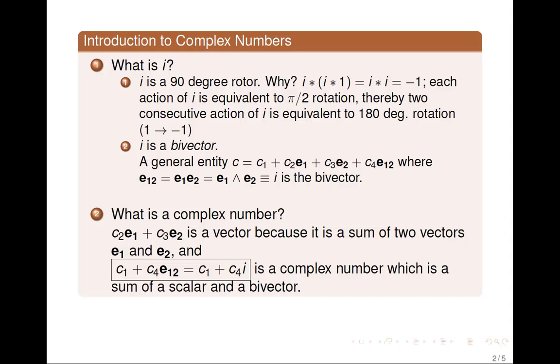Of course, in this case, each of the quantities can be scaled by an appropriate coefficient, and hence the C sub 1, C sub 2, C sub 3, and C sub 4. This is a general entity in the Clifford vector space. The bivector entity, E12, is nothing but the wedge product between two vectors, E1 and E2, where E1 and E2 are the basis of the two-dimensional Euclidean space. And it turns out that this wedge product is nothing but iota.